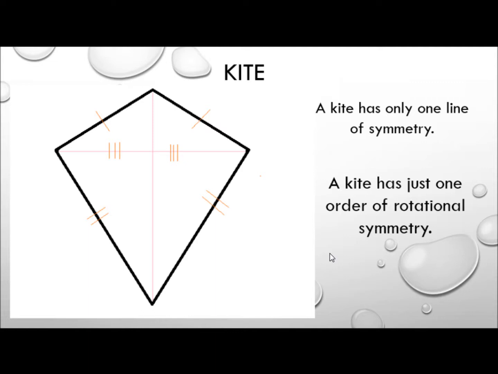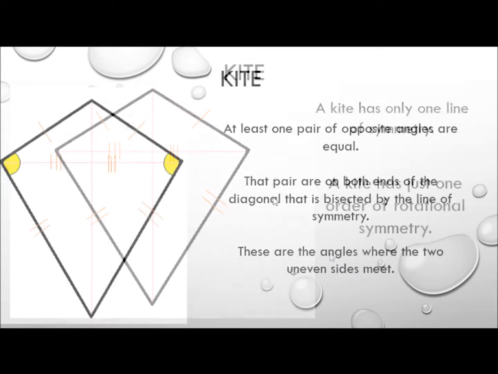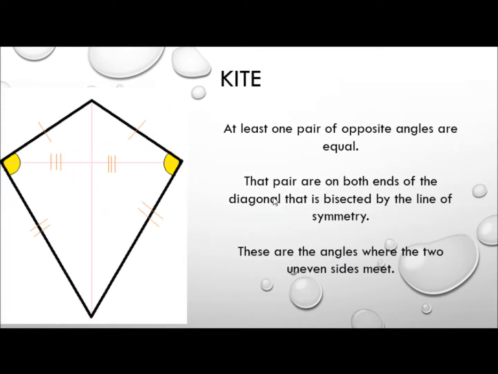That is to say, you would have to rotate it around its centre by a full 360 degrees before you got back to the original shape. At least one pair of opposite angles are equal. Now that pair are on both ends of the diagonal that is bisected by the line of symmetry.